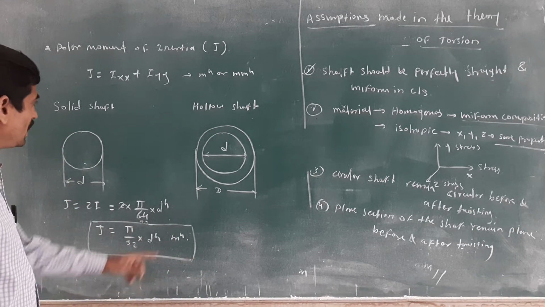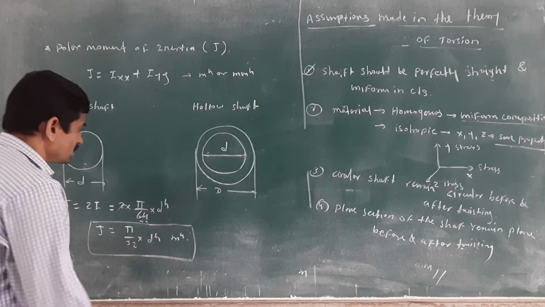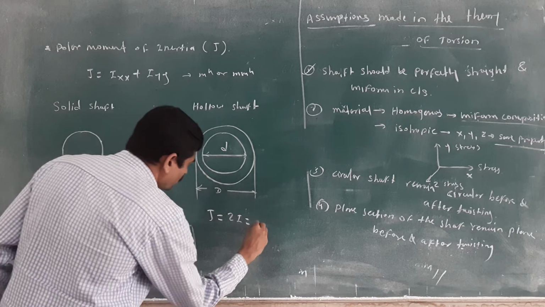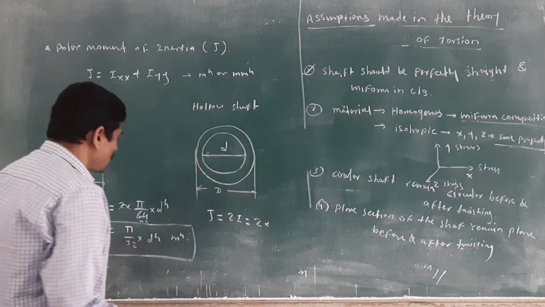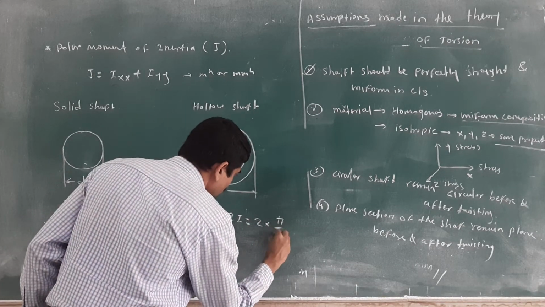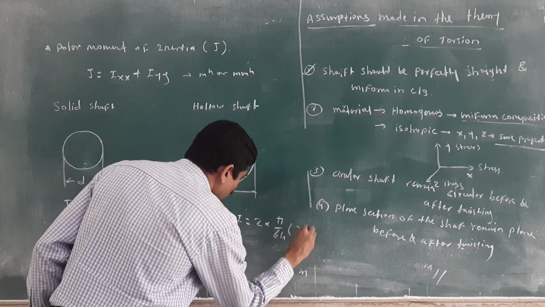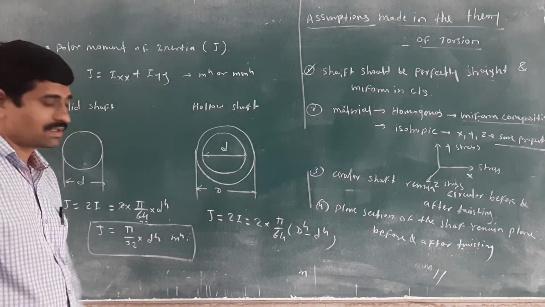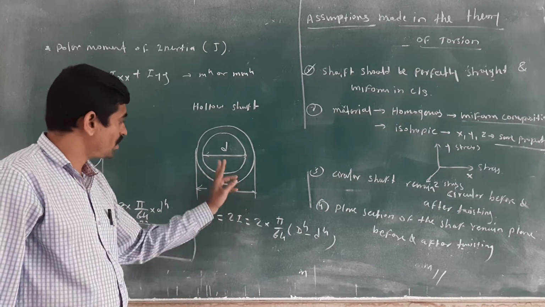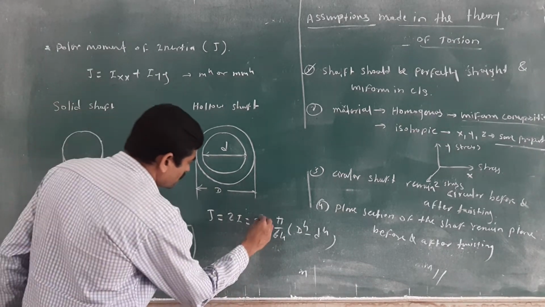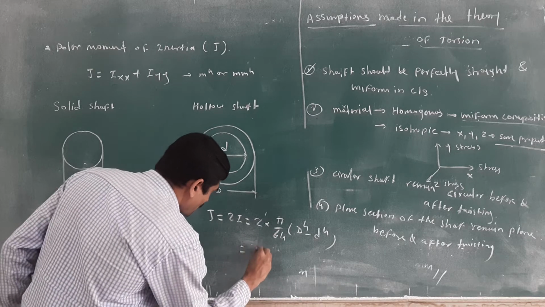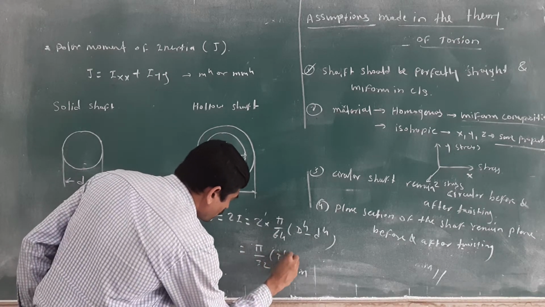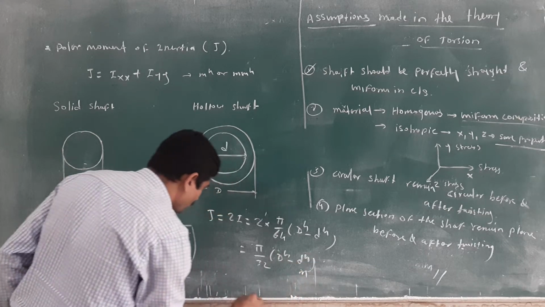Okay. Similar way for the hollow shaft, J is equal to, again you will get 2I. Again put the value of I. What is the value of I? Pi by 64 into capital D raised to 4 minus small d raised to 4. Yes, check that. We have already seen this part. Then you will get pi by 32 into capital D raised to 4 minus small d raised to 4 in bracket.